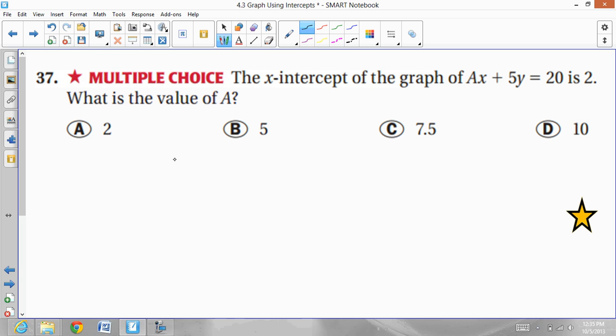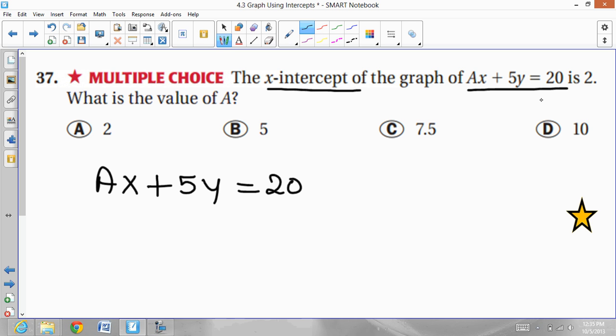Now focus on the last question, which is 37. It's a multiple choice question. The x-intercept of the graph is given to be 2. What is the value of a? So you have an equation which looks like ax + 5y = 20. That is one piece of information which is given to you. The second piece of information they are telling you is that the x-intercept of the graph is 2.